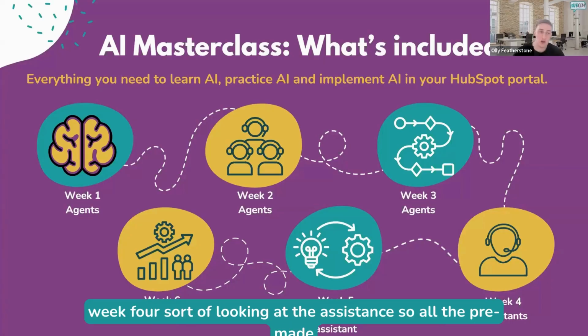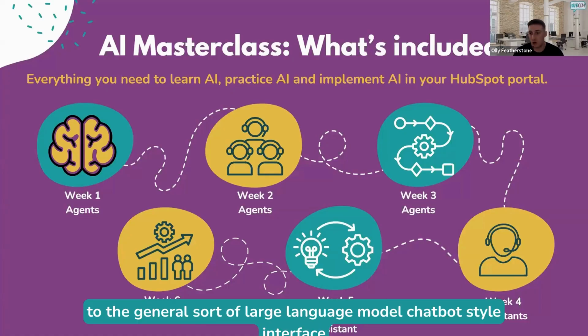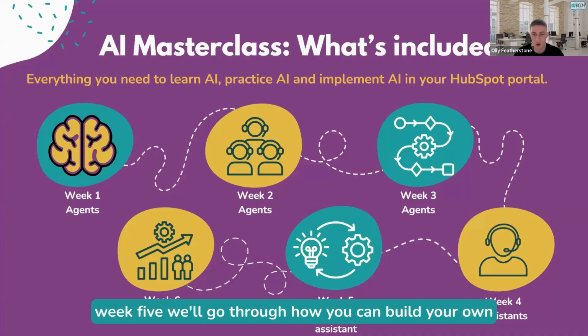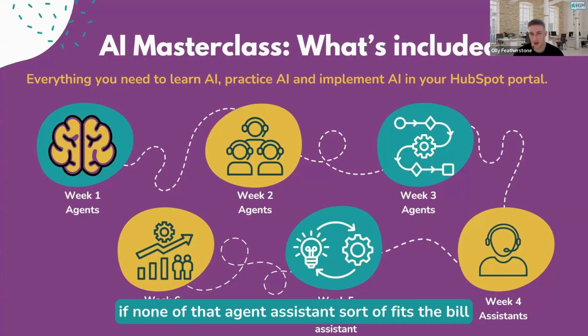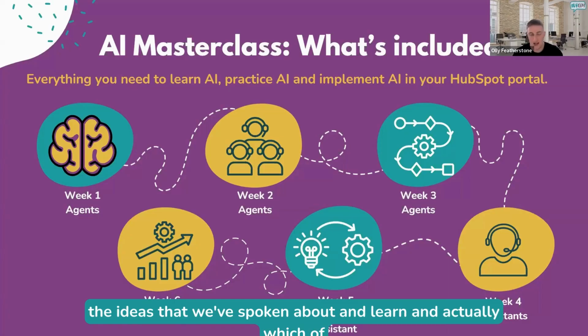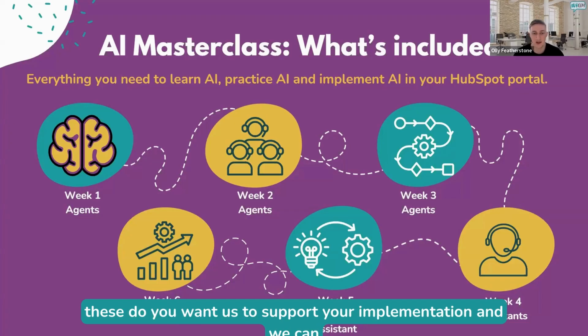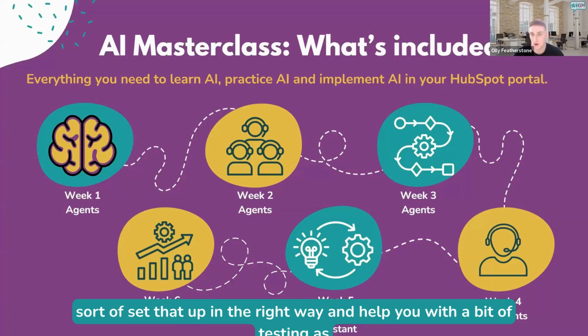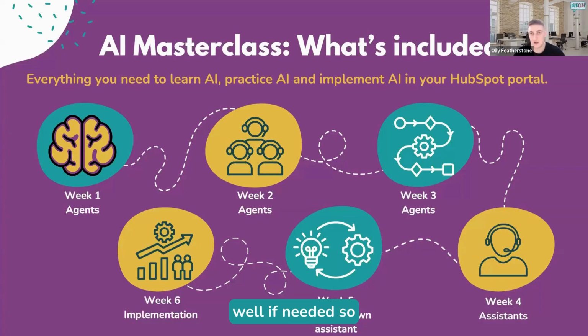We then spend week 4 looking at the assistants, so all the pre-made ones that you can bolt onto the general large language model chatbot style interface. Week 5, we'll go through how you can build your own assistant in a lot more detail than we did today. So if none of those agents or assistants fit the bill, we can build you your own one. And then that week 6 piece is where we take all of the ideas that we've spoken about and learned, and decide which of these you want us to support your implementation of, and we can set that up in the right way and help you with a bit of testing as well if needed.